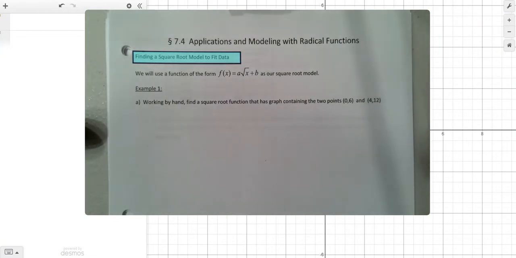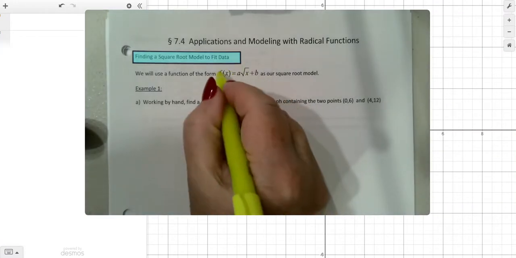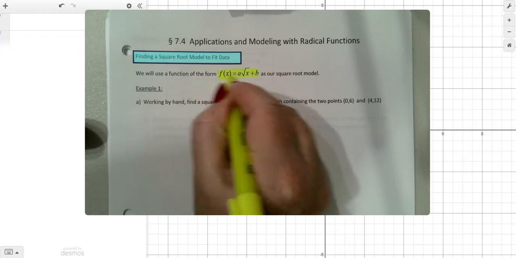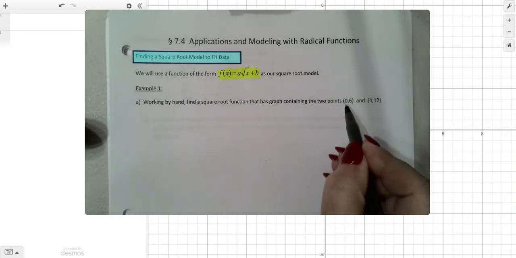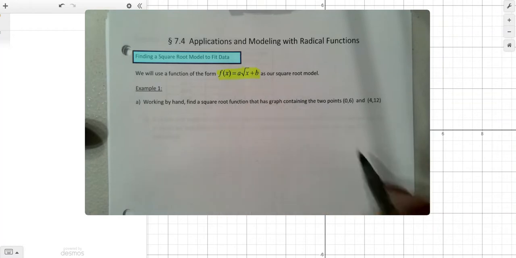As always, we look at a specific type or format for our models. And the format we're going to be using for our square root models is this one right here: a times the square root of x plus b. So first of all, if I only have 2 points, I can actually find these models by hand. First, I'd like to find a model of this form that contains points (0, 6) and (4, 12).